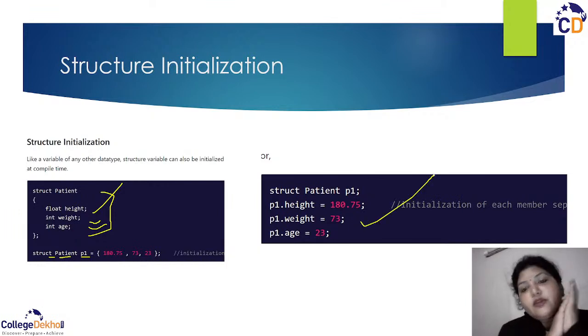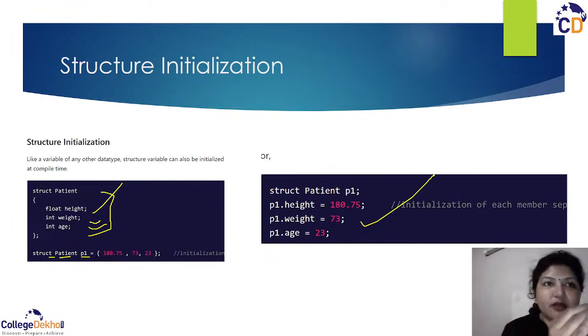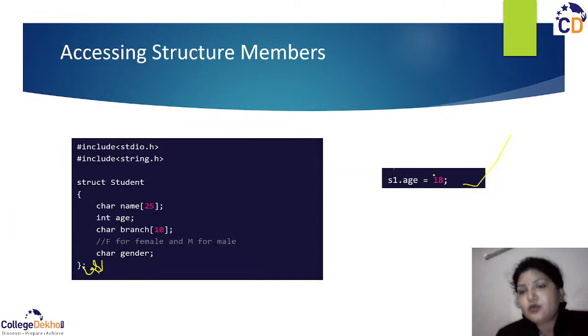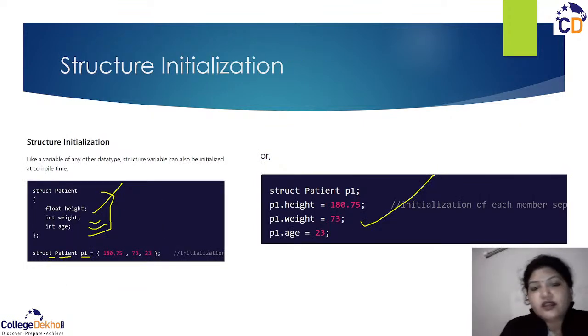The second way to initialize the values of the data variables in the structure is to access that particular variable with the dot operator, like I have shown you in the previous slide, s1 dot age. So here we are using p1 dot height, p1 dot weight, and p1 dot age, and then one by one you can write down the value also. So this is how we initialize the structure with some values.